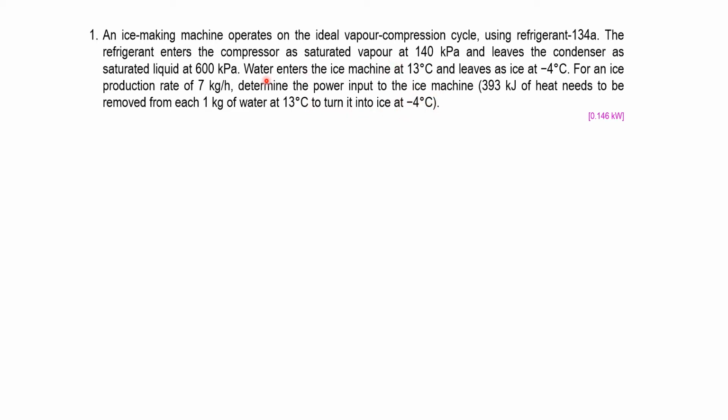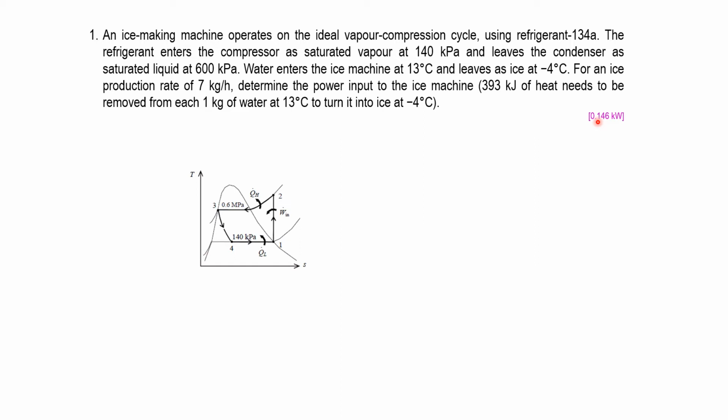Now you've seen that water enters the ice machine at 13, which is what is mentioned here, and it leaves as ice at -4. So for each kilogram of water that you turn from 13 degrees C to -4, you will need to remove 393 kilojoule. So here in total, our production rate is 7 kilogram per hour. So we might need this information later on. So the answer is given here, right? So let's look at the solution.